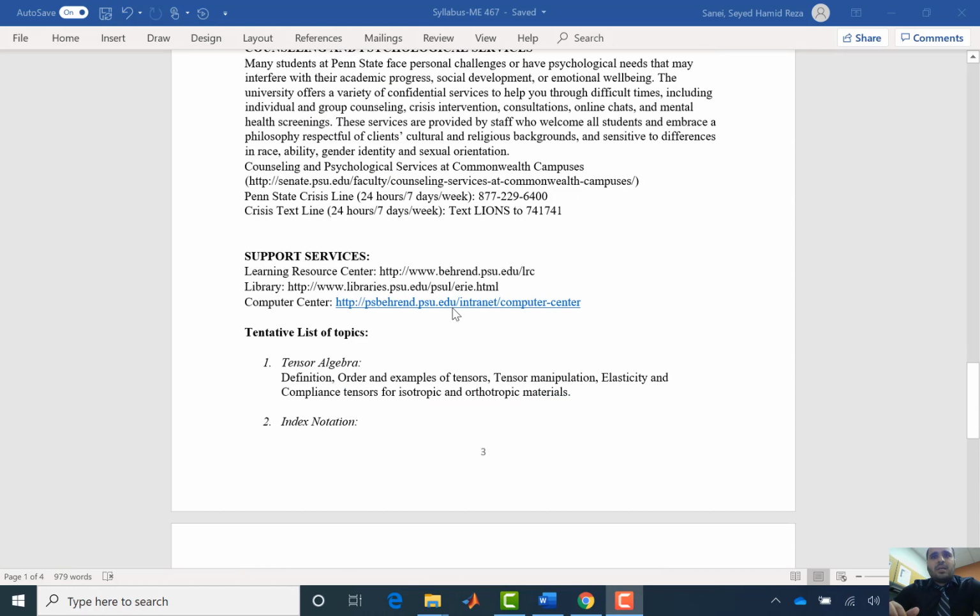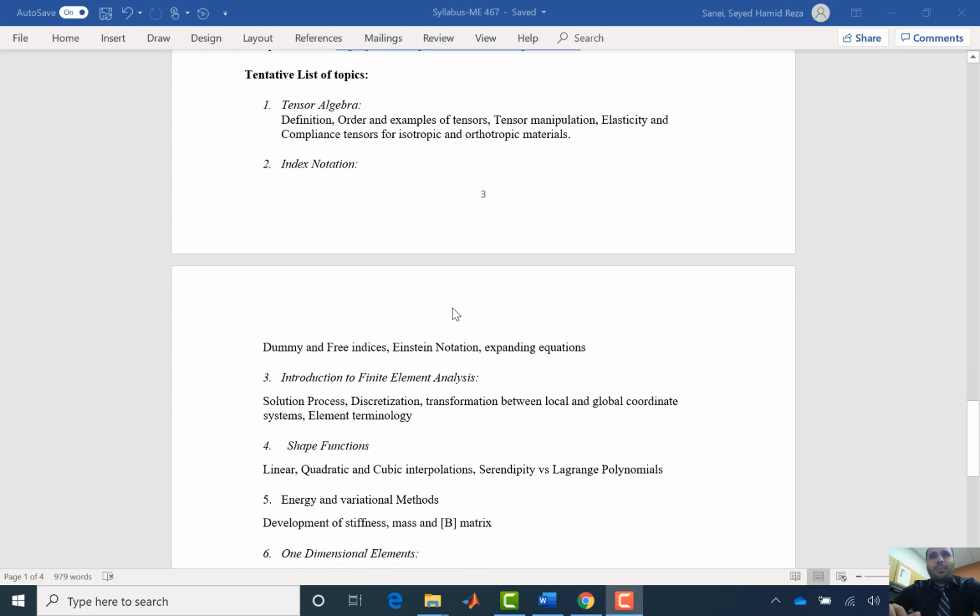Then some other policies, and then we are going to go to the topics. So here I'm listing a tentative list of topics that we're going to cover in this course. Looking through the topics, you should be able to notice that there is no one-to-one correlation between the lab and the lecture component. Because FEA is not a straightforward procedure, so it's a little bit challenging.